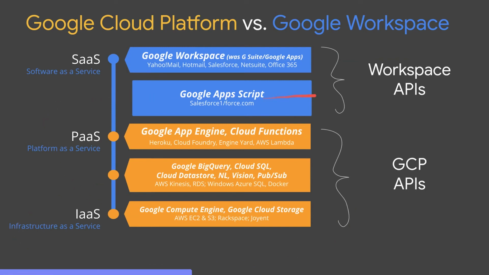And then in the middle is platform as a service, where you write the code, you upload it to these services, and they run it for you. So where you divide Workspace versus Cloud Platform is that anything that's remotely SaaS flavored belongs to Workspace, because Gmail and Google Drive and Docs, Sheets, Slides are all SaaS apps, right? And then everything else below that belongs to the Cloud Platform, which sort of makes sense.